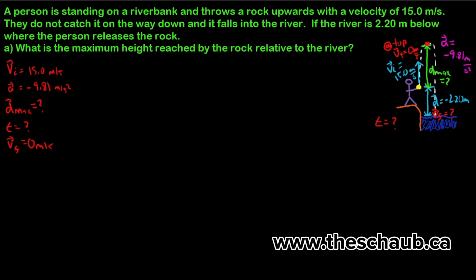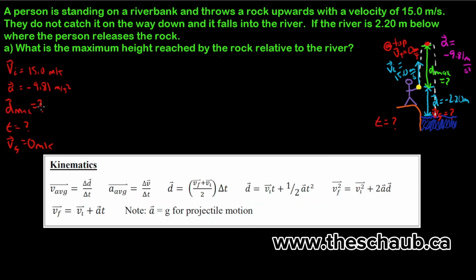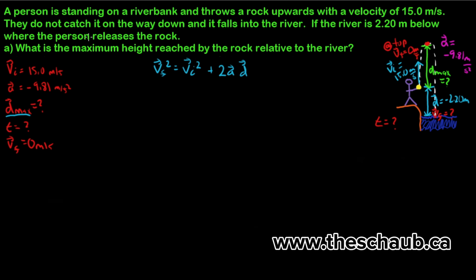We're now ready to pick our kinematic equation. So the variable we're looking for in part A is our D max here. So we're looking for an equation that has VI, A, D, and VF. We don't have, and we're not looking for the time. So we can eliminate all the equations that have time in them. And this leaves us with this kinematic equation right here. So we'll write it at the top. VF squared is equal to VI squared plus 2 times the acceleration multiplied by the displacement. And now we're ready for some numbers.